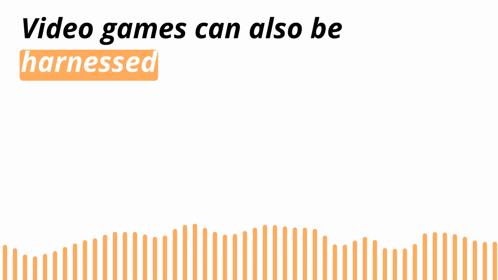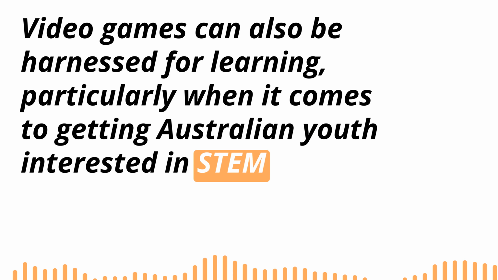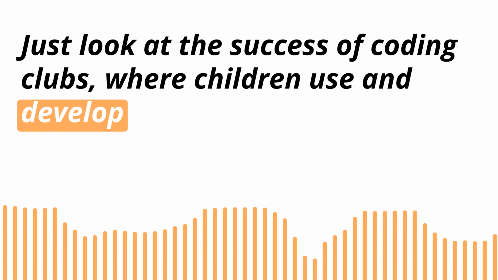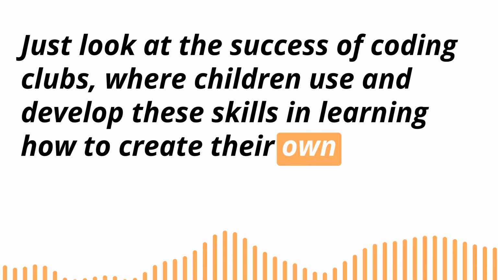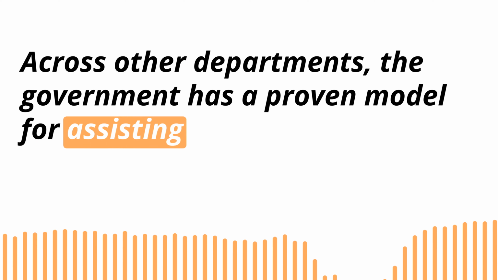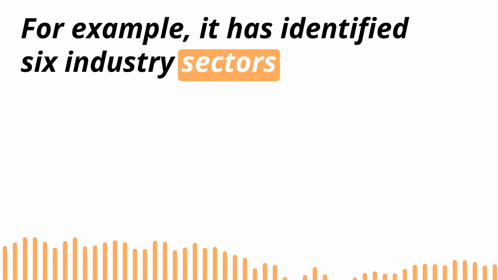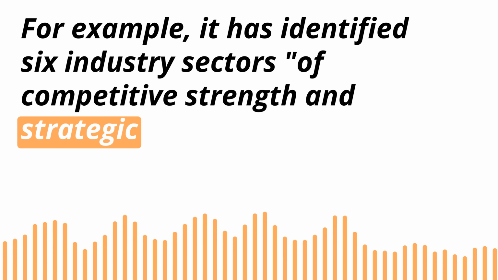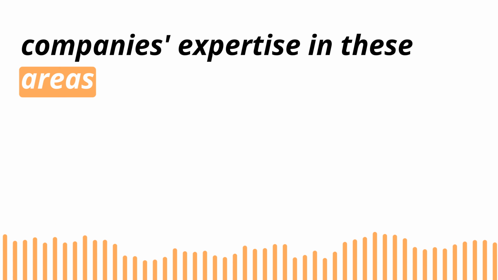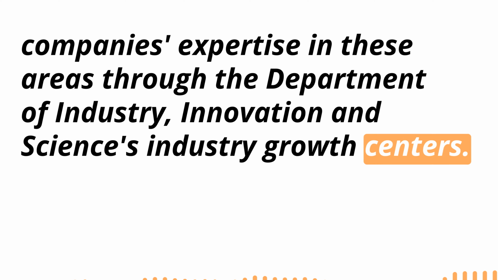Video games can also be harnessed for learning, particularly when it comes to getting Australian youth interested in STEM fields. Just look at the success of coding clubs, where children use and develop these skills in learning how to create their own games. Across other departments, the government has a proven model for assisting sectors like ours. For example, it has identified 6 industry sectors of competitive strength and strategic priority, and has invested in building Australian companies' expertise in these areas through the Department of Industry, Innovation and Science's Industry Growth Centres.